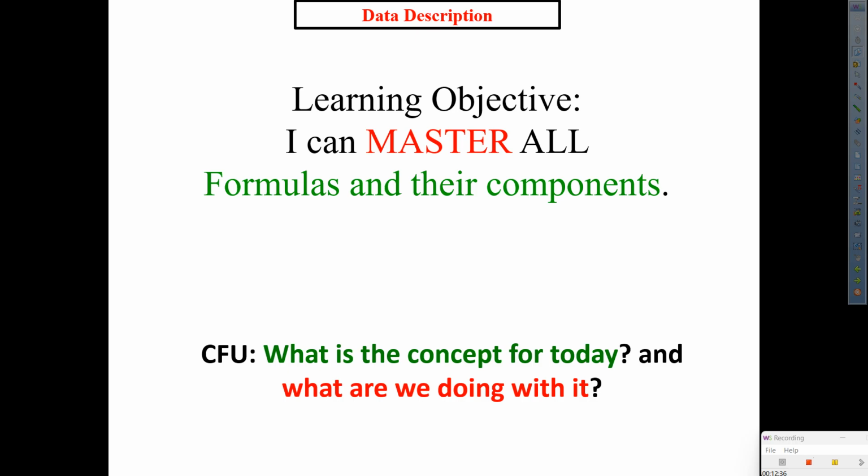All right, here we go. I can master all formulas and their components. For right now, you don't need Cornell notes. I'm just giving you the objective because we're going to do a quick review. Let's see how we do. Whoa, did I just rap right now? A quick review, let's see how you do. Oh yeah, Eminem got nothing on me. How about that? Yeah?